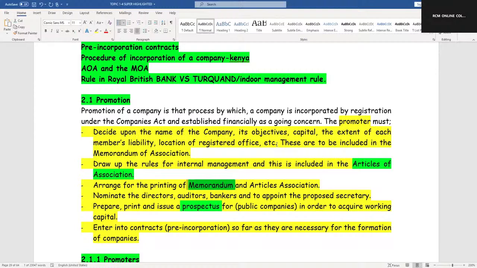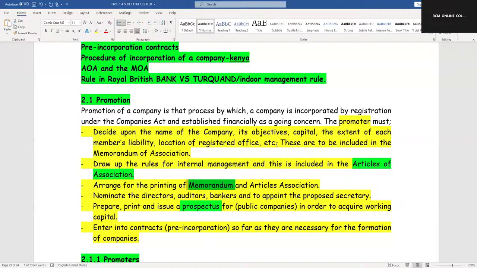Remember, we said a company should have what we call a residence. This residence is normally determined by indicating, on the formation of the company, where exactly the registered office of the company is. So these are part of the propositions he has to come up with in forming a company as a promoter. That happens to be one of his duties.